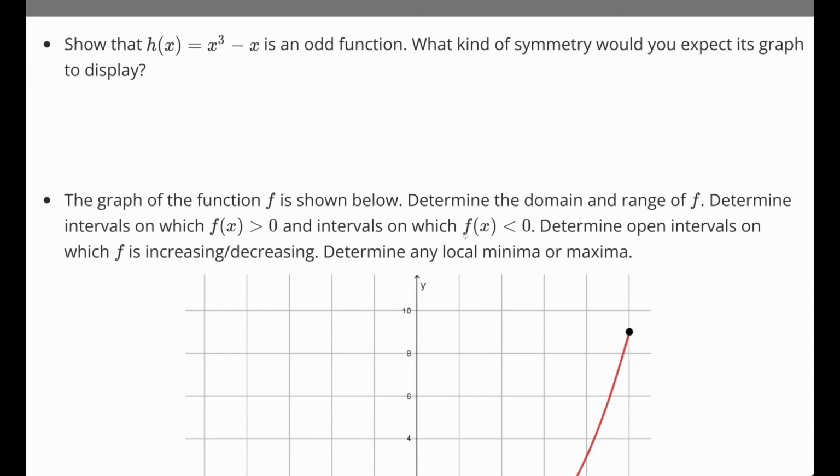All right, the next one, it says, show that h of x equals x to the third minus x is an odd function.